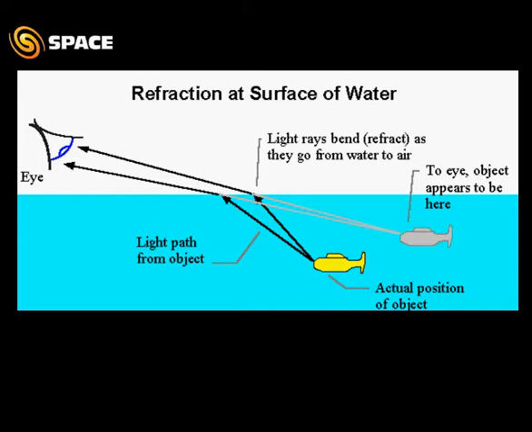And here you can see, if I have water over there, then there's a submarine over there. We see the submarine slightly in the shallow waters because of the bending of the light, in simple terms of optics.